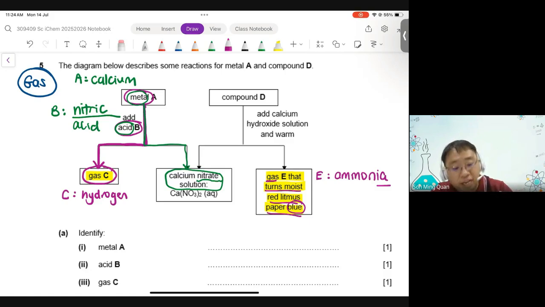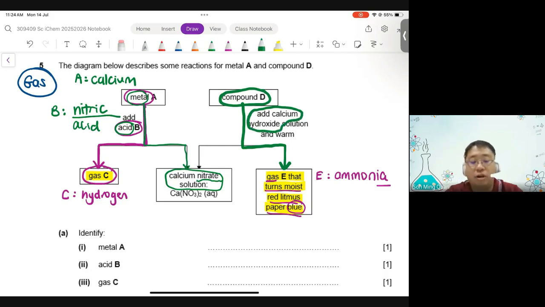So again, we trace back. Ammonia came from D plus I added calcium hydroxide. So we mentioned at the start of this lesson, calcium hydroxide, metal and hydroxide, this is a base. So calcium hydroxide is a base. So what do you think D is? Where could ammonia gas come from?